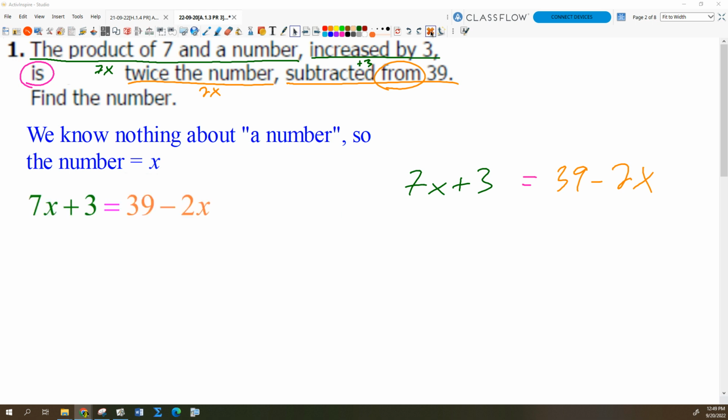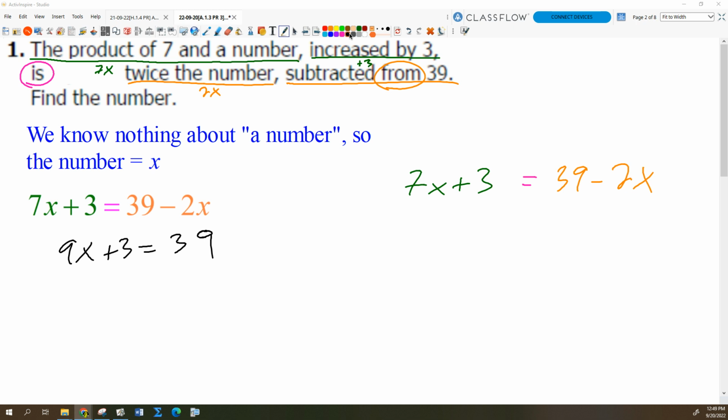Would you agree from here on out, this is just a piece of cake? There's nothing much to do here. We'll push all the x's to one side. Let's breeze through this algebra real quick. Where am I pushing the x's, left or right? Left. How many am I going to end up with on the left side? 9x, since I'm adding 2x to that side. So 9x plus 3 equals 39.